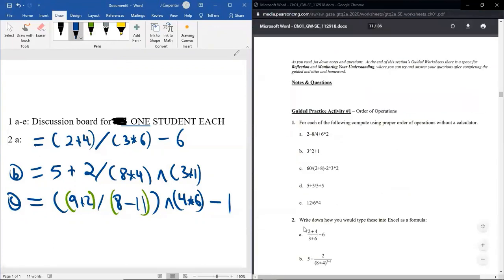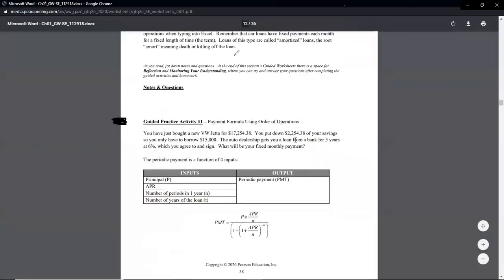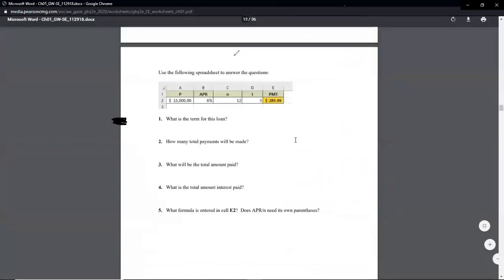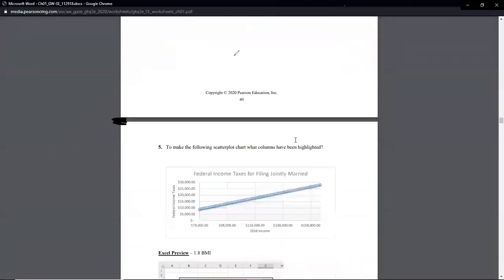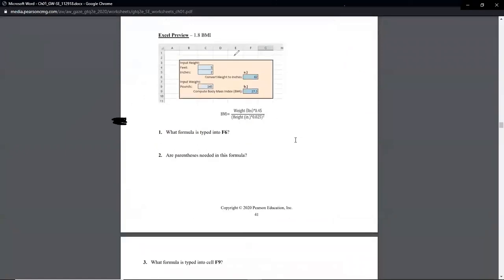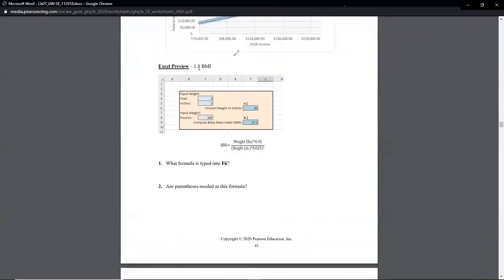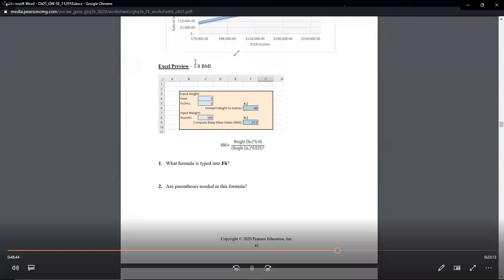So again, so far right now, all I've given is 5 questions. I'm going to scroll down quite a bit. Oh, I wish I had the answer one pulled up. That's okay. So here's that BMI Excel preview I mentioned from earlier.